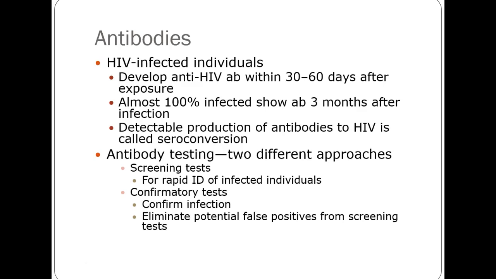So we look for these antibodies. They develop the anti-HIV antibody within about a month or two after exposure. Almost 100% of those infected show antibodies 3 months after infection, and the detectable production of antibodies to HIV is called seroconversion. So you seroconvert over that period of time. We can do rapid screening tests and confirmatory tests.